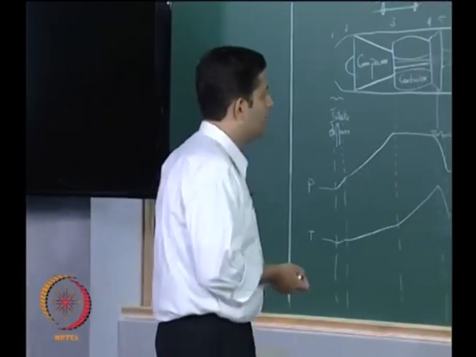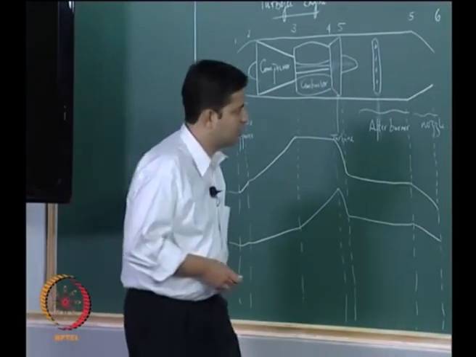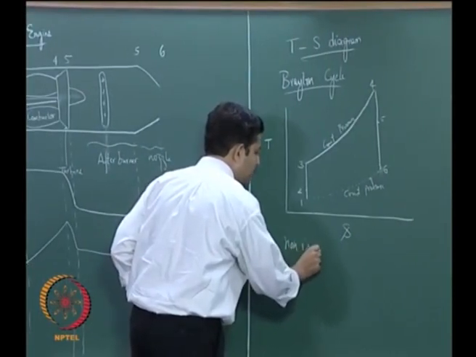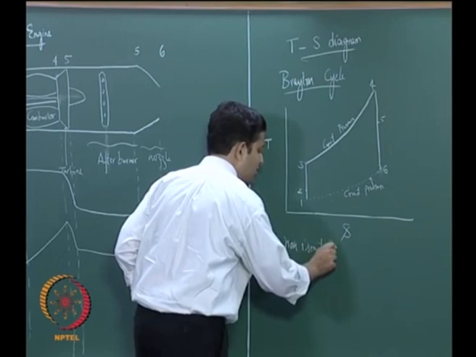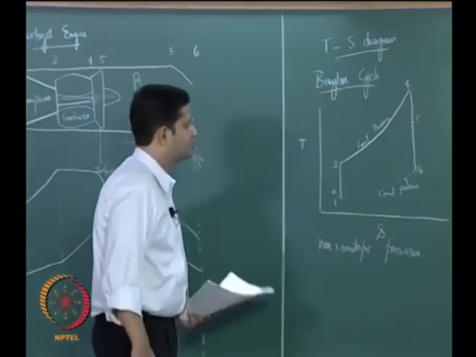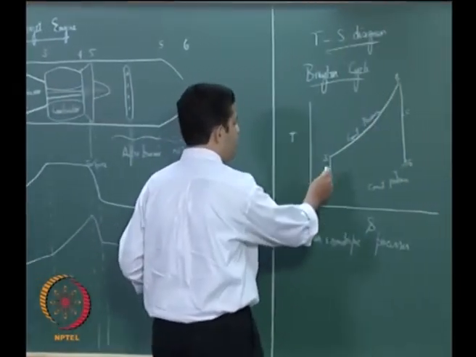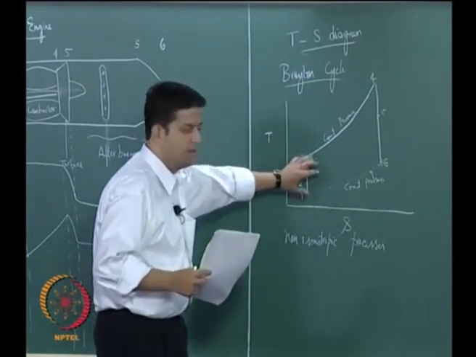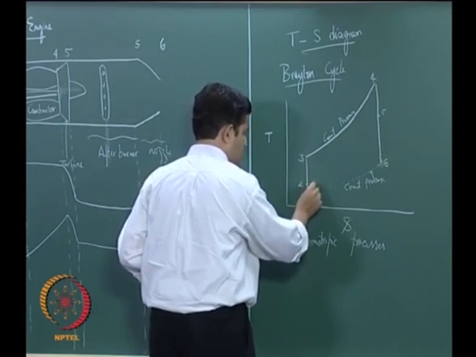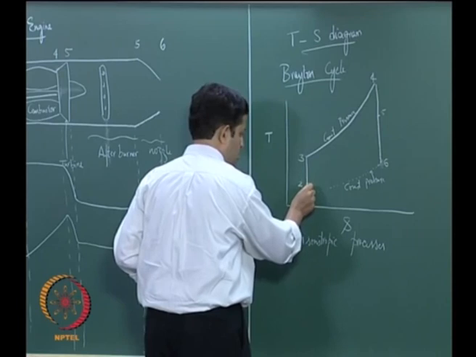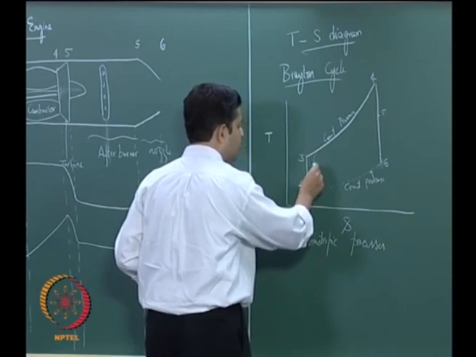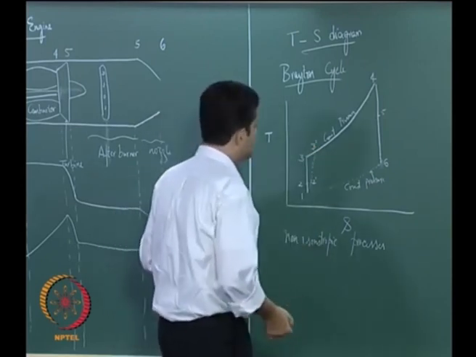So typically an actual cycle will have non-isentropic processes. Okay, so you will have entropy increasing always. So you will have 1 to 2 and then 2 to 3, let me call this new point as 2 dash, this new point as 3 dash.